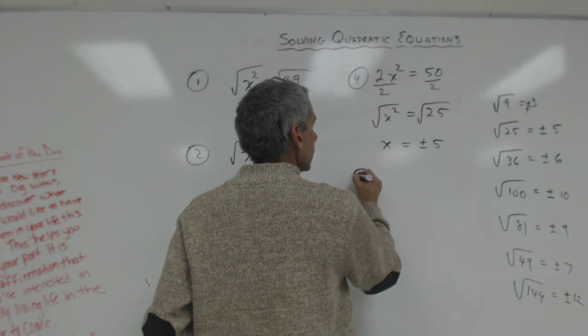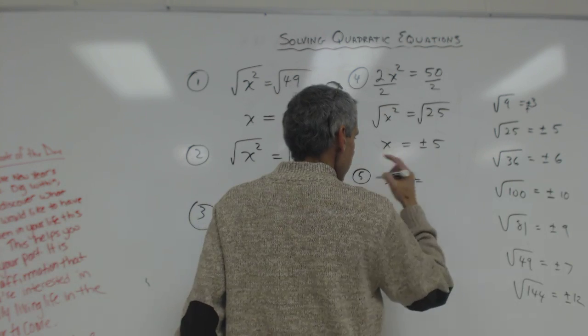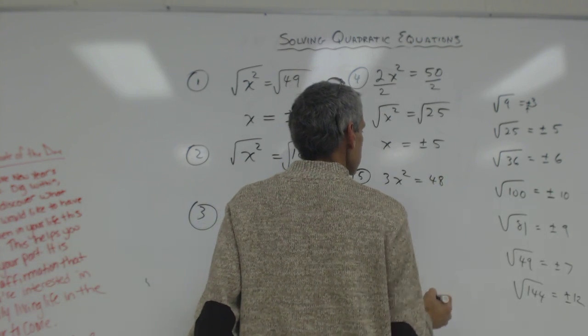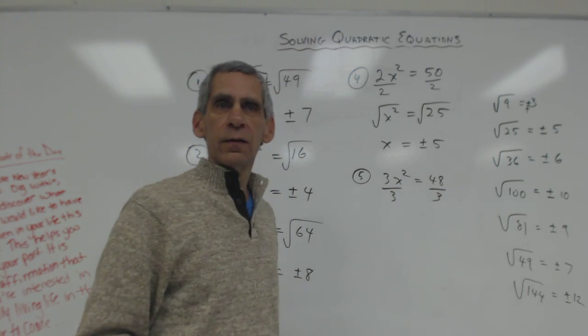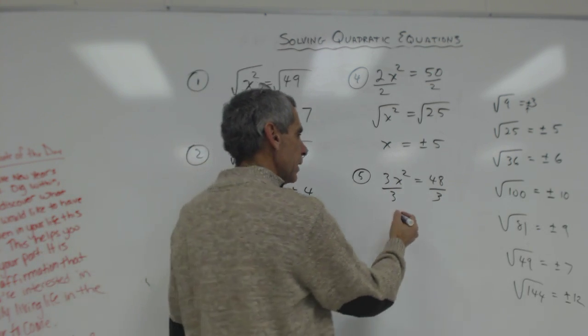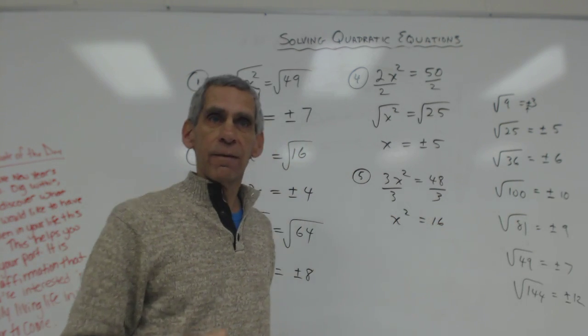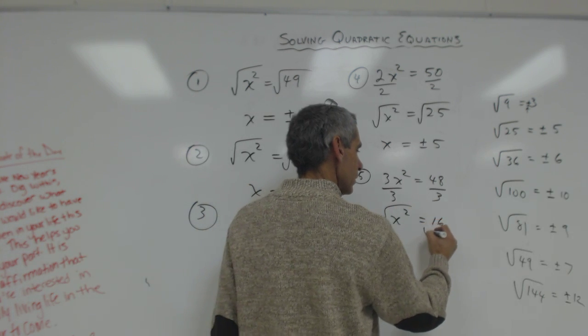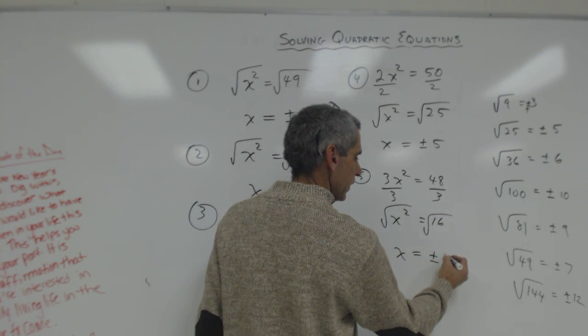Okay, 3x squared equals 48. Divide by 3. That would be 16. Okay, x squared equals 16. Now what would I do? Use your square root. Square root both sides. What's the answer? X is equal to plus or minus 4.